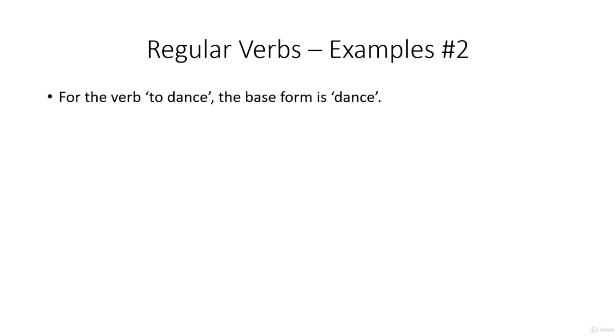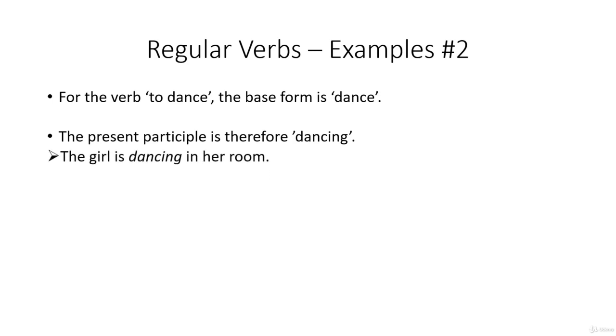If we look at the verb to dance as our second example, the base form is then dance. The present participle is dancing, and because it ends in an e, we take the e away before adding ing. So the girl is dancing in her room.